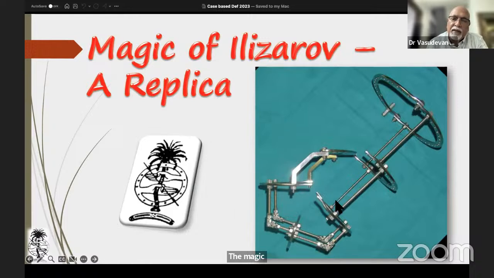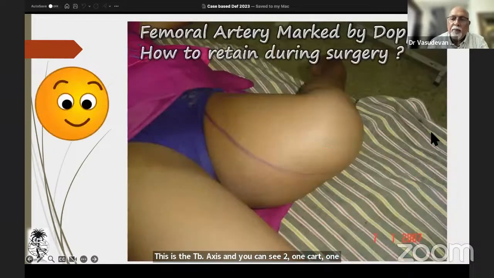The magic of the Ilizarov fixator is that we can make a replica of the underlying bone deformity. This is the replica of the deformity. This is the femur axis. This is the tibial axis. And you can see one core or second core. So that is the frame.